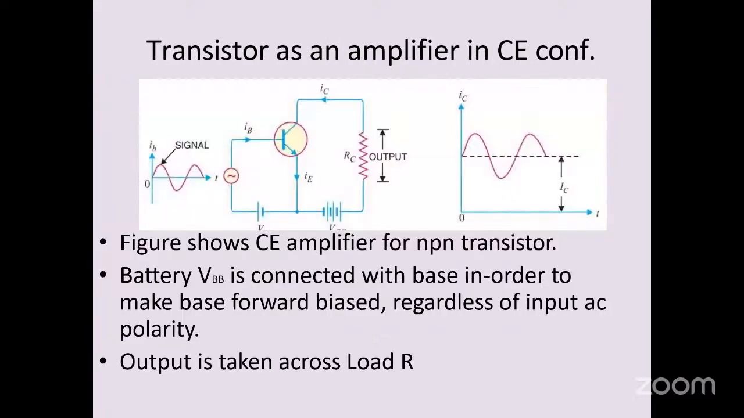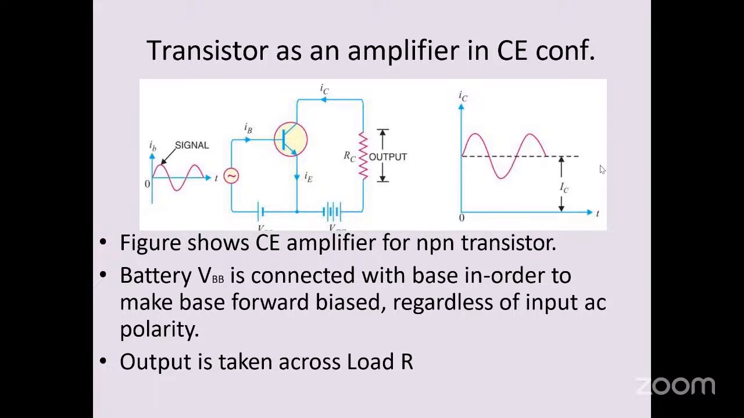Next, transistor as an amplifier. How may the transistor work as an amplifier? Most important short question. An AC signal is fed through this. So what type of configuration is it? CE, common emitter. Why? Because the emitter is common for input and output. Here, input forward, output reverse.